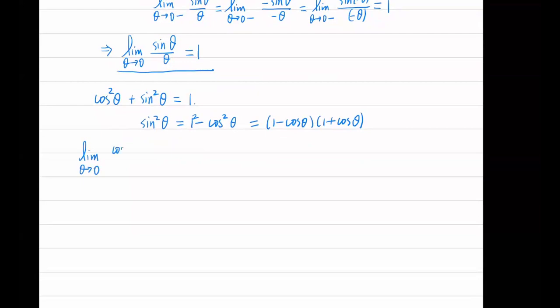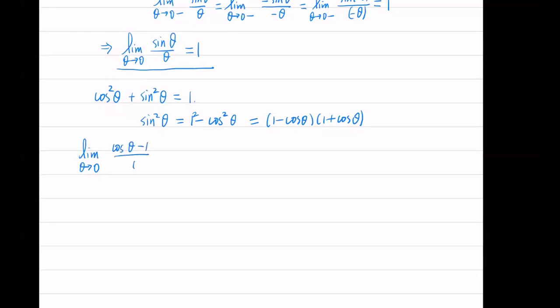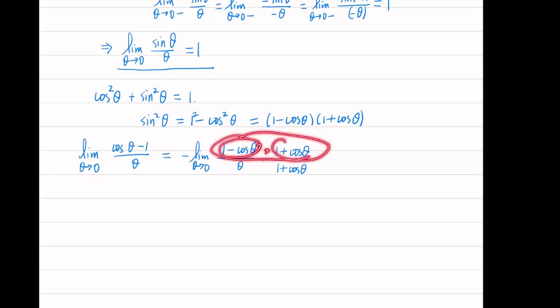Let me take cosine theta minus 1 over theta. For convenience, I'm going to pull out a negative sign. This will be limit as theta goes to 0 of 1 minus cosine theta over theta. Do you agree with this? I just pulled out a negative sign and switched this. Okay, that's easy. Then here we have 1 minus cosine theta, and I'm going to multiply by the conjugate part. On the numerator, we have the product of the difference with the summation, which is sine squared. That's what we have been preparing for.